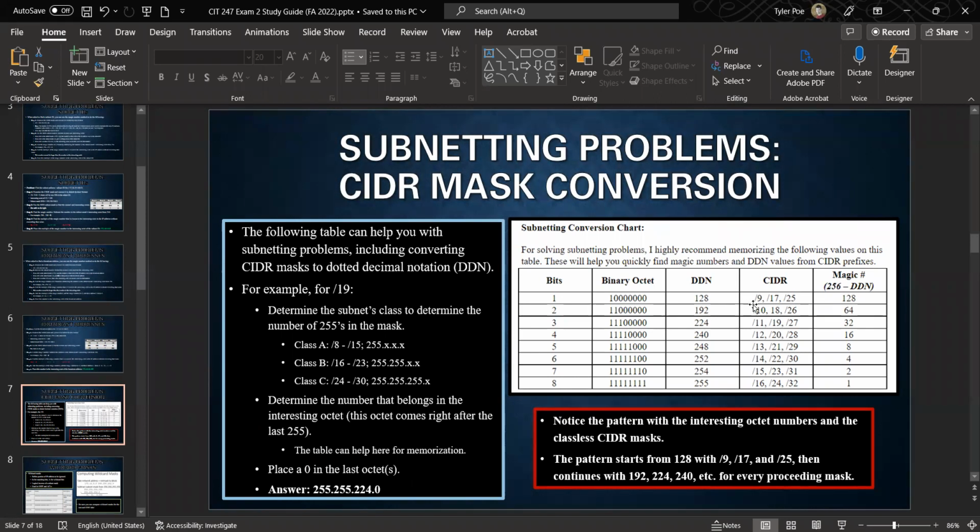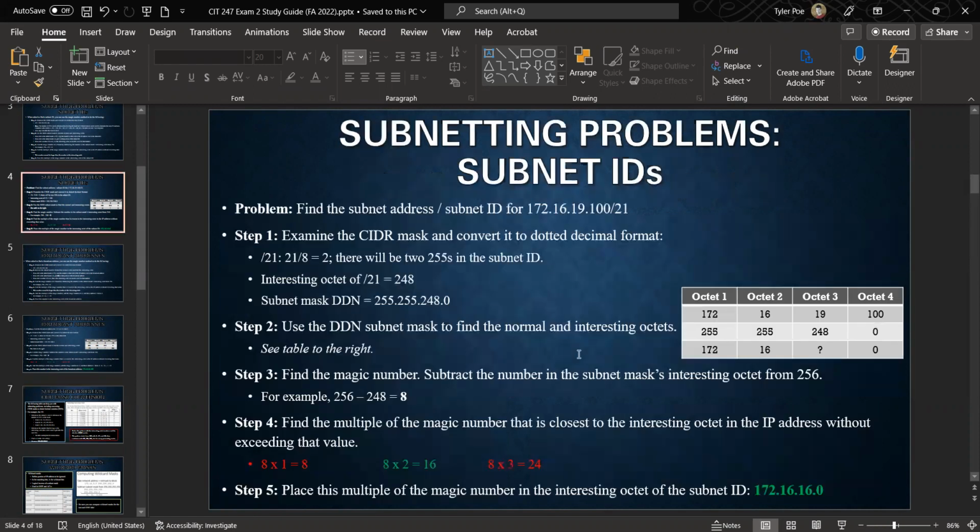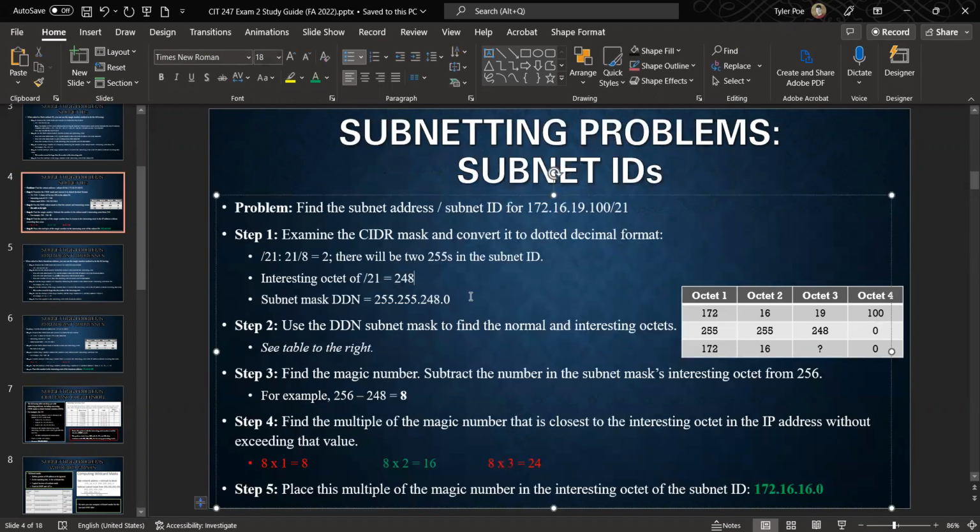And then you can figure out which mask it belongs to by counting from the first classful mask that this mask associates with, and just going 1, 2, 3, 4, 5, which is /21, and that correlates to the fifth interesting octet number for dotted decimal notation, which is 248. And that becomes that for our question here. And then the last octet is going to be a 0.